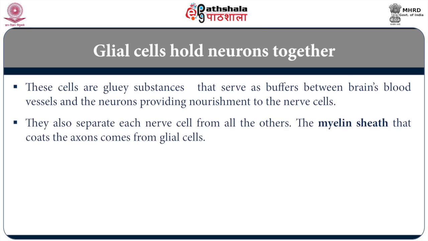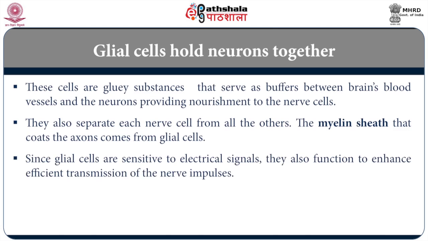I've already pointed out to you in the earlier picture that there is a myelin sheath covering the axon. This coating, myelin sheath, develops gradually, even after birth. The presence and maturation of this myelin sheath is what determines the rate of conduction of the nerve impulse. Since glial cells are sensitive to electrical signals, they enhance the efficient transmission of the nerve impulses.